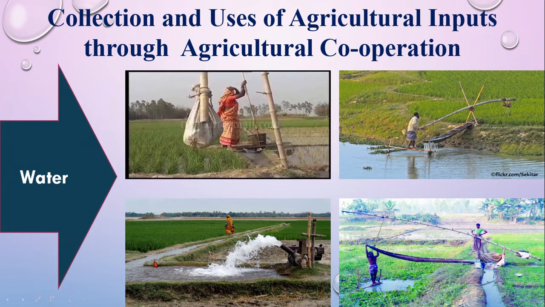So if you use this irrigation pump through the cooperative, you can easily buy it, where it is very expensive for one person. Then you can easily apply water to lots of land in a very short time. That means you can save fuel, time, and money through this cooperation. So this is very important for agricultural activities as well.